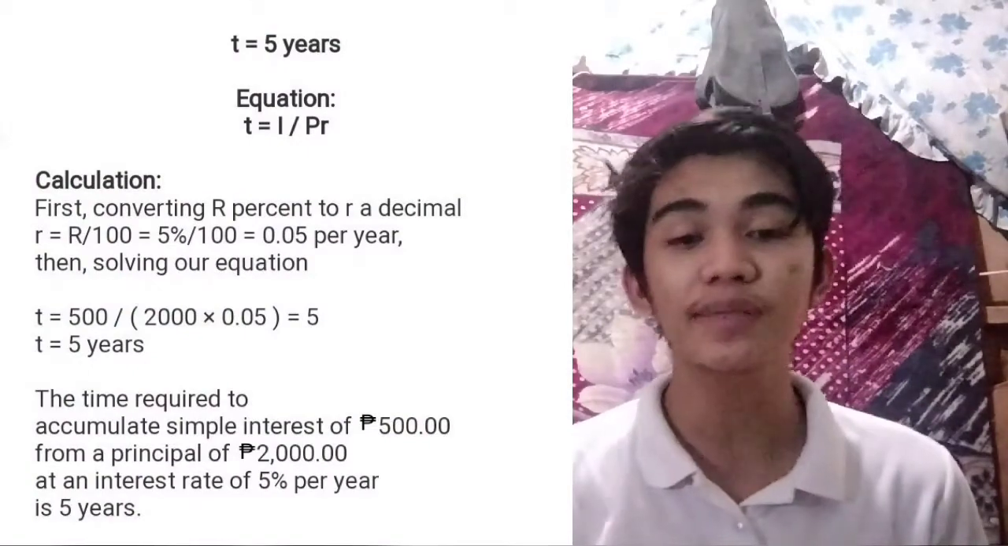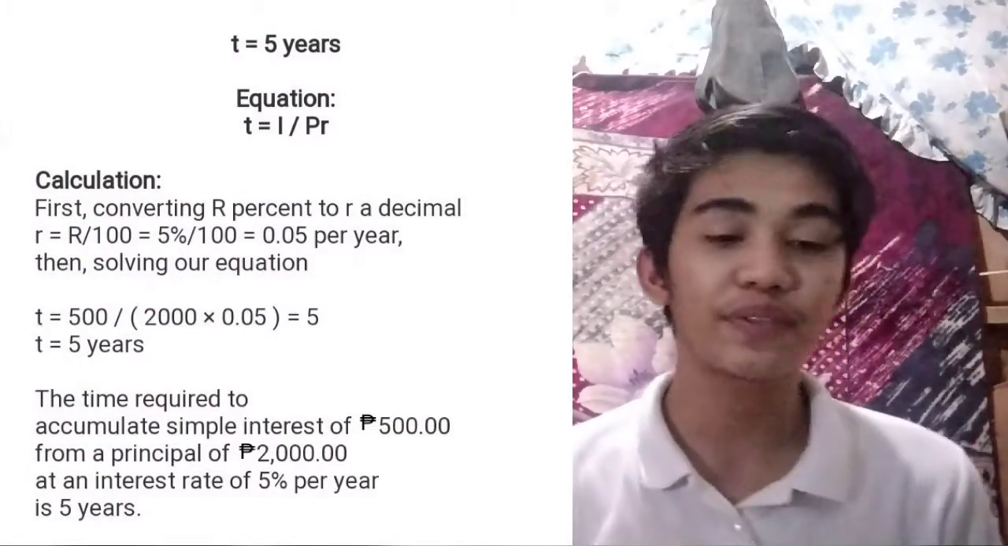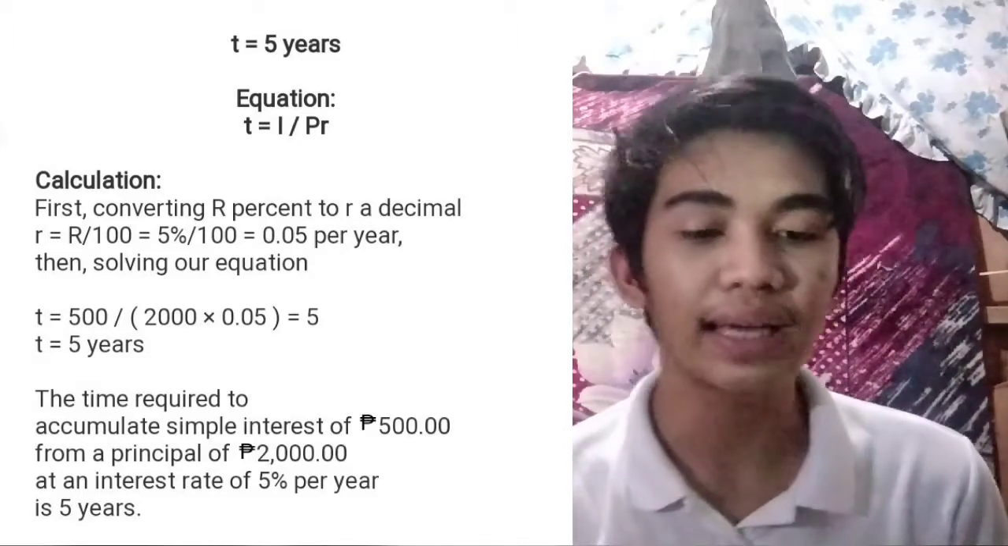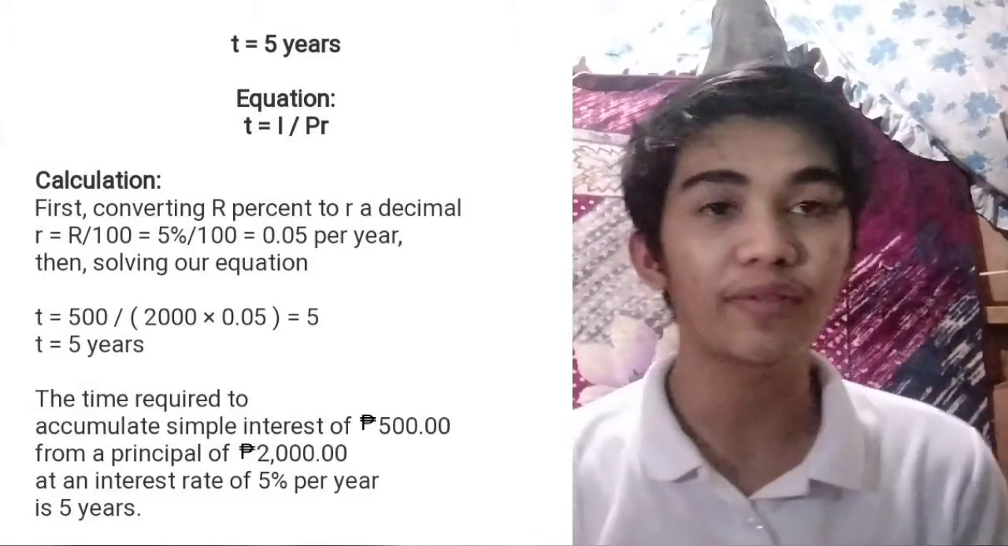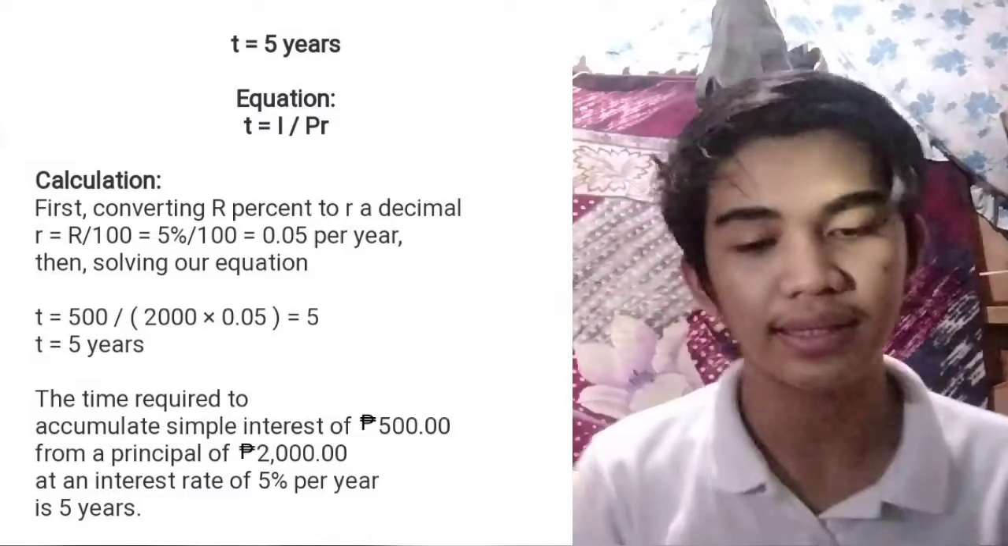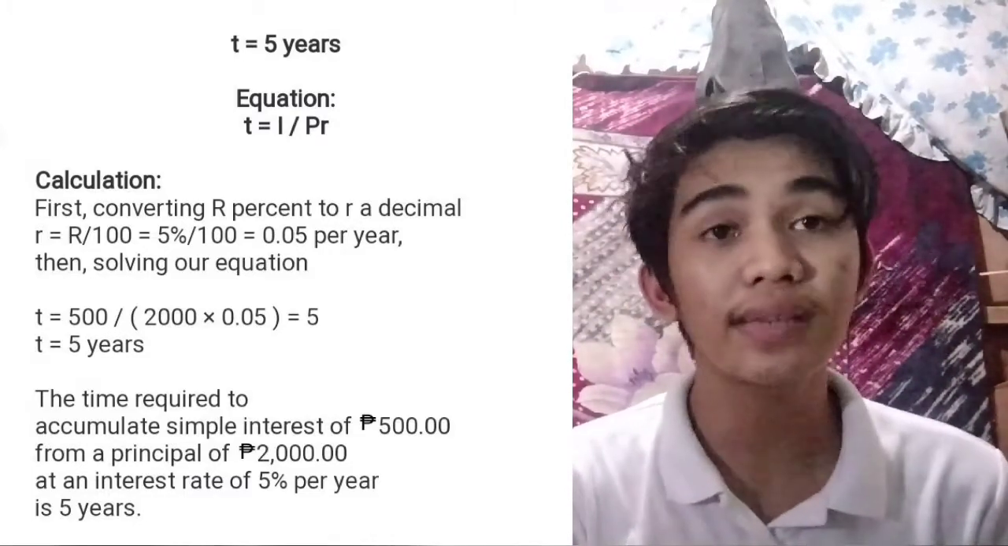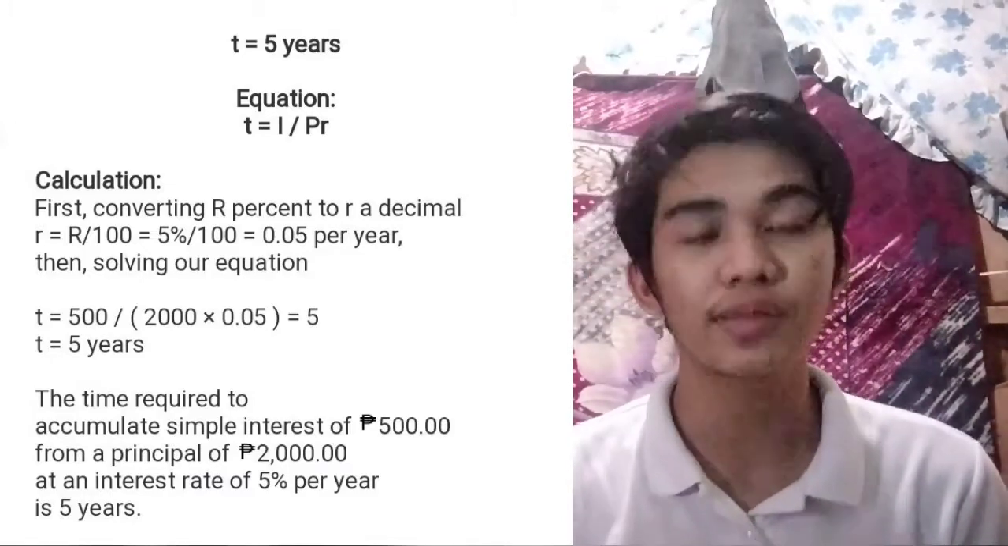So our given is our principal is 2,000 pesos, our rate is 5%, and our interest is 500 pesos. So let's find for T and solve by the equation T is equal to I over PR, which is the simple interest. So next, let's convert percentage rate to decimal. So 5% will be converted into 0.05.